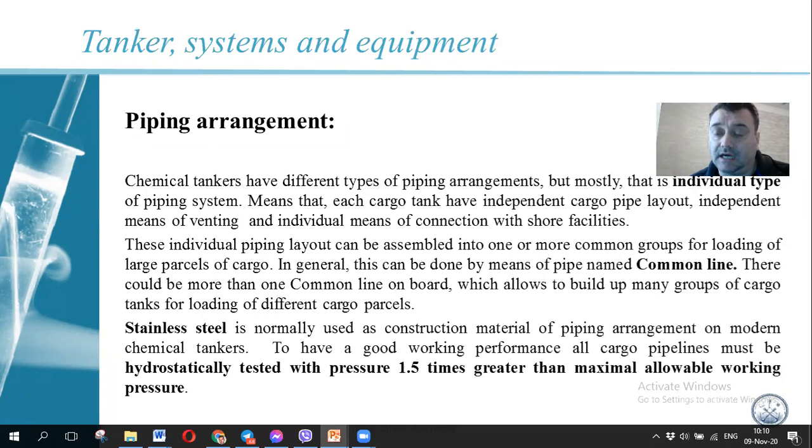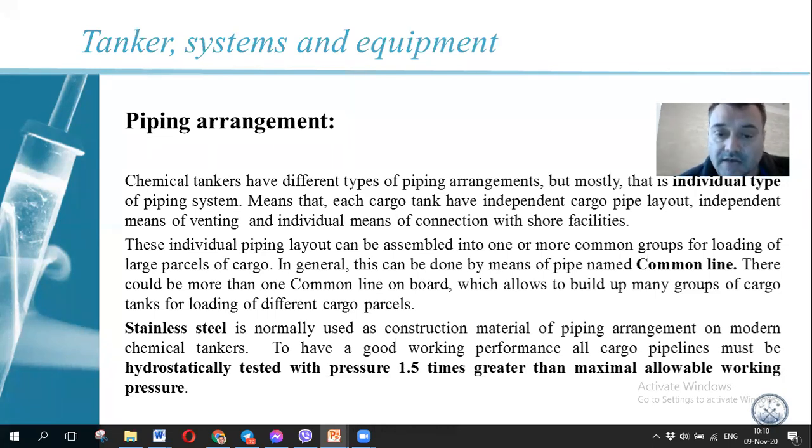So mostly the cargo pipes are fabricated from stainless steel. Why do we need stainless steel? Stainless steel is very solid and very strong, and it can hold any kind of cargo. The cargo pipes have very high pressure for discharging and loading, so we must be sure that they will not be damaged, not burst, not leak.